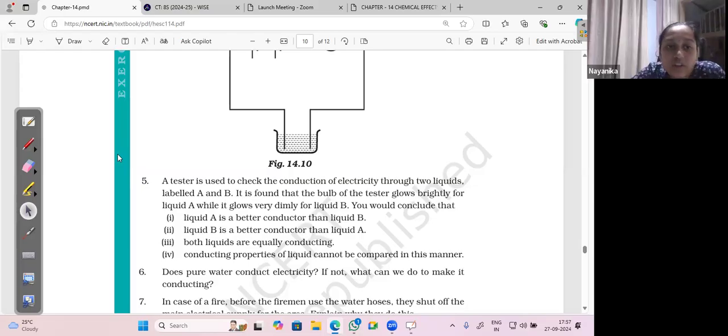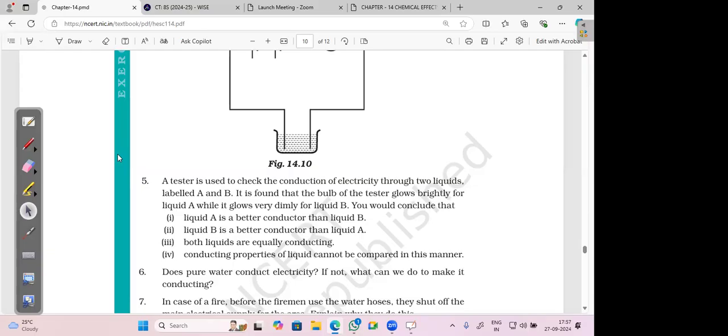No, sir, because it has no free ions. It does not have free ions. It does not even have salt ions. It does not have ions, so therefore it cannot conduct electricity.